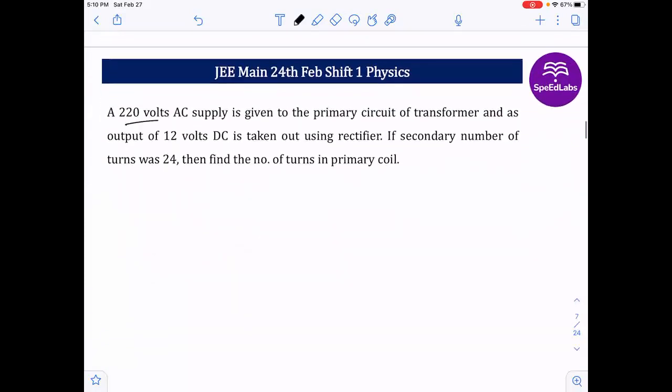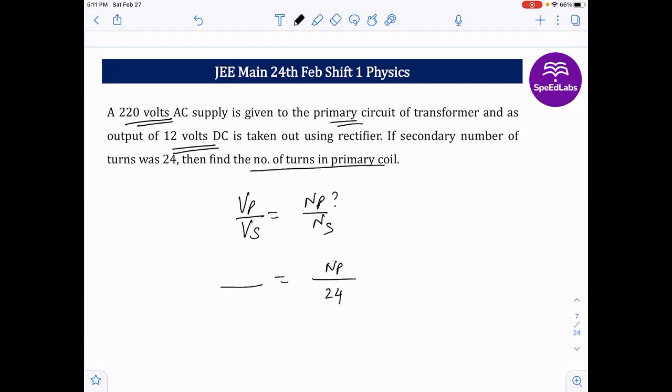Now they are saying a 220 volt supply is given to the primary circuit and 12 volt is taken out. So Vp by Vs, by simple theory, is Np by Ns. They want to know the number of turns in the primary coil, Np. The number of turns in the secondary coil is 24, and the secondary output is 12 volt. The 12 volt is an RMS value and 220 volt is also an RMS value. Np will be 24 divided by 12 into 220. Cancel, and the answer will be 440.